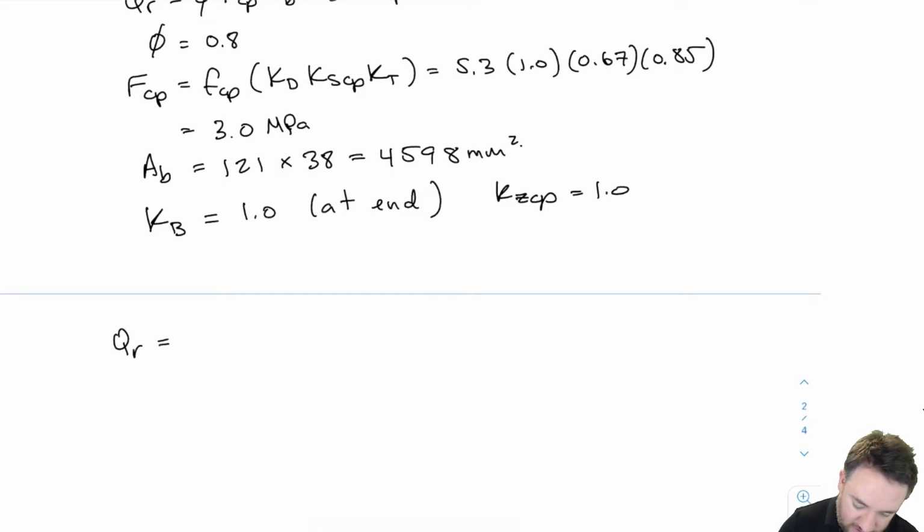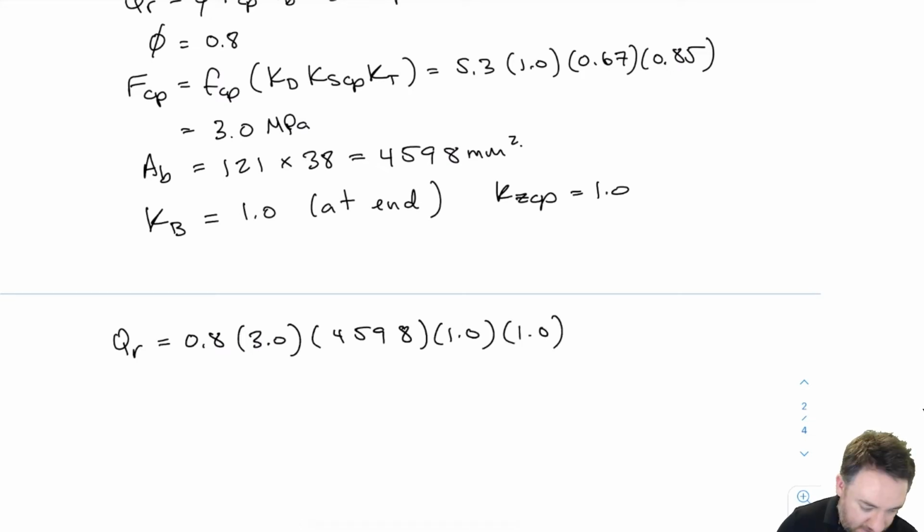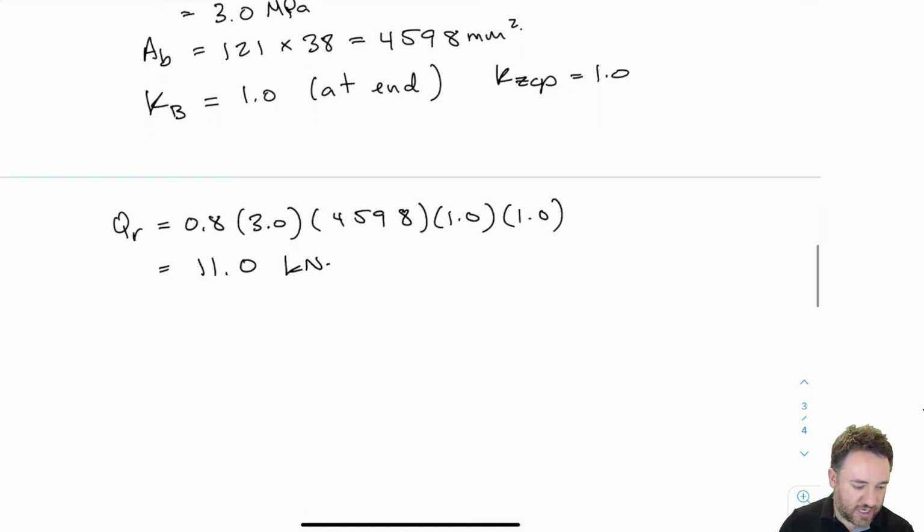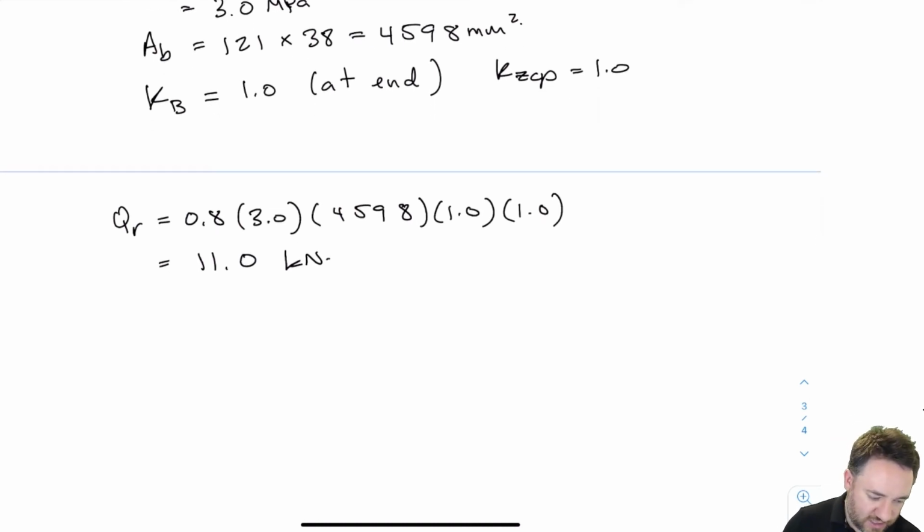QR using the equation above: phi times strength times bearing area times KB times KZCP, and I get 11.0 kilonewtons. All right, so now I have my parallel component, I have my perpendicular component, and actually I probably did those in the reverse direction because my video's flipped. But anyway, we have both components, and now we can use the interaction equation to calculate total resistance at an angle to grain.